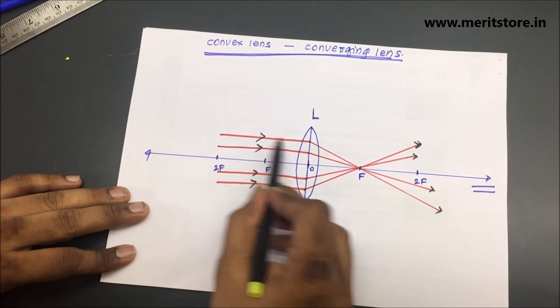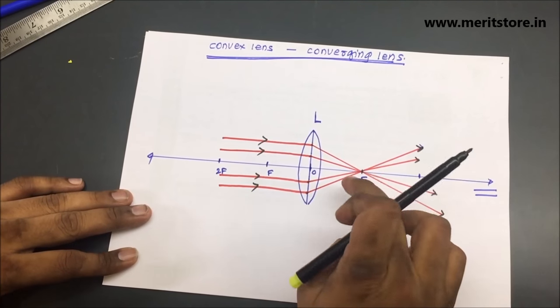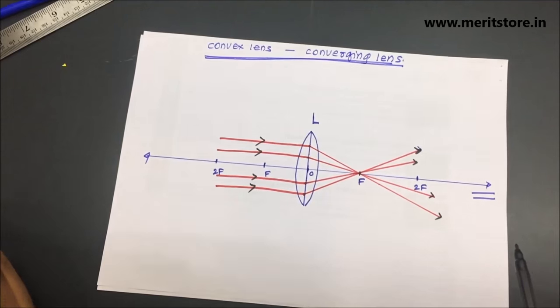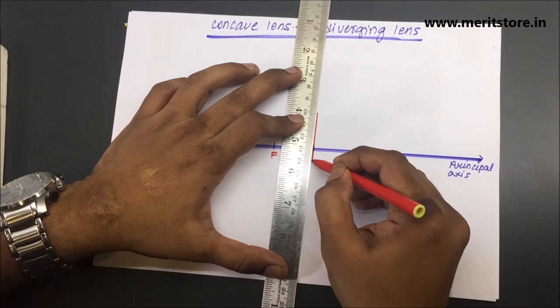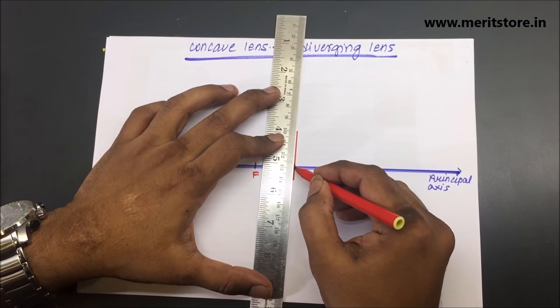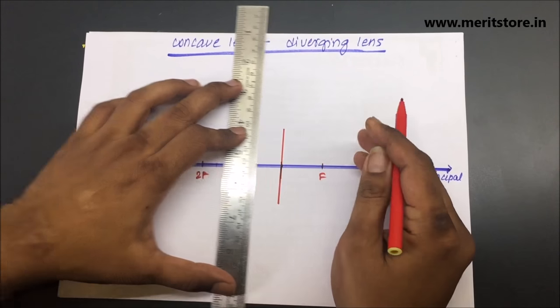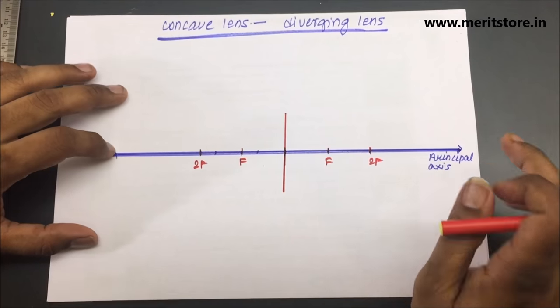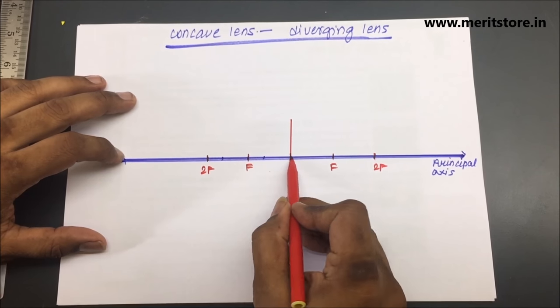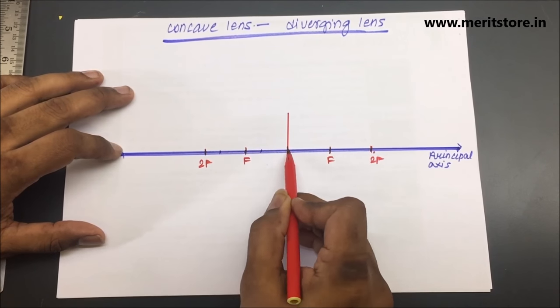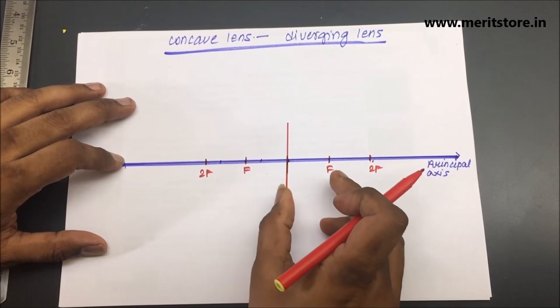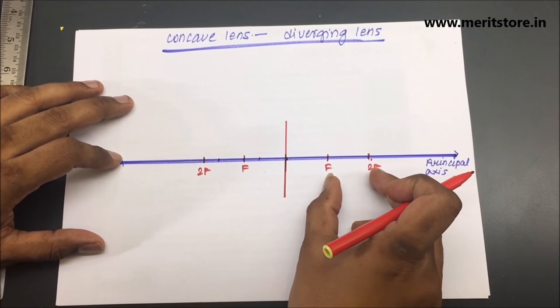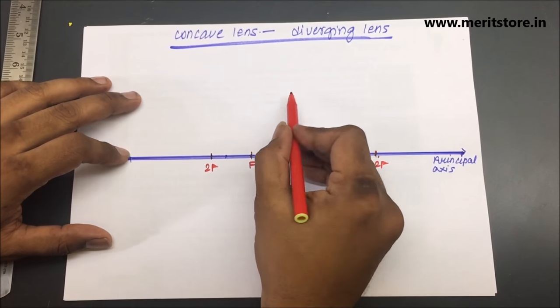Optical center, focus, rays of light coming from infinity, converging at this point, and boom, this gives you a good 2 marks. So now we are doing concave lens is a diverging lens, and I'm doing everything the same, and this is how it goes. I've got this line ready, called it principal axis. From the center, I've taken 3 centimeters. So that is going to be F and 2F. This is my lens.